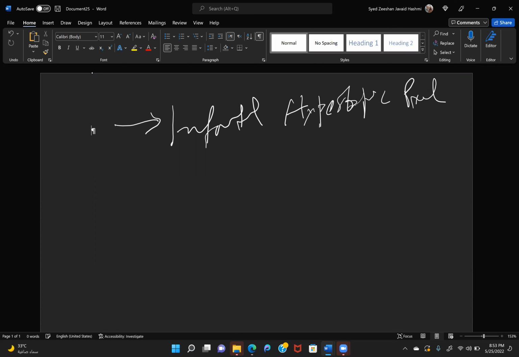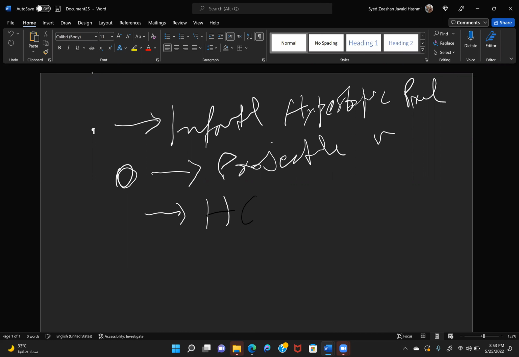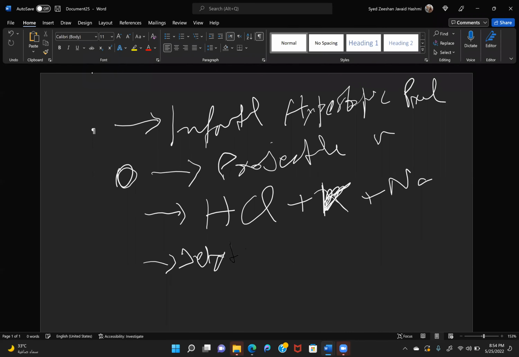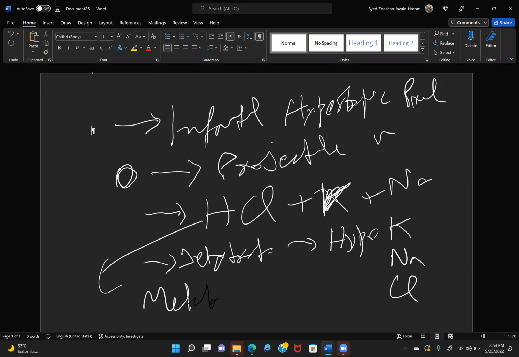In the dehydration, one of the things which they ask about is infantile hypertrophic pyloric stenosis. In this patient, there is obstruction at the level of the pylorus, so there is vomiting, and they use the word projectile vomiting. When the vomiting occurs, hydrochloric acid, potassium and sodium are lost. And then what happens? There is dehydration, with hypokalemia, hyponatremia, hypochloremia. And there is metabolic alkalosis.